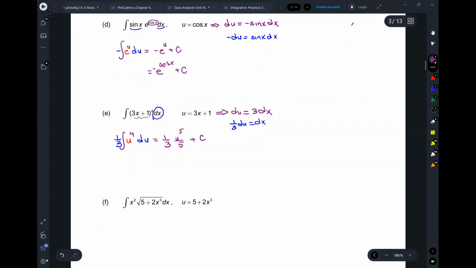Okay? So this is u to the 5 over 15. Combine the fractions plus c. And now you can put the u back. Over 15 plus c. Okay?